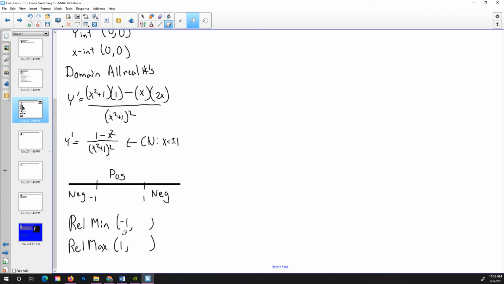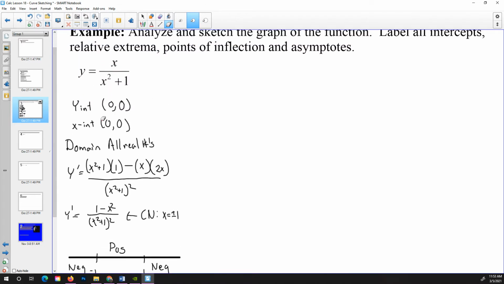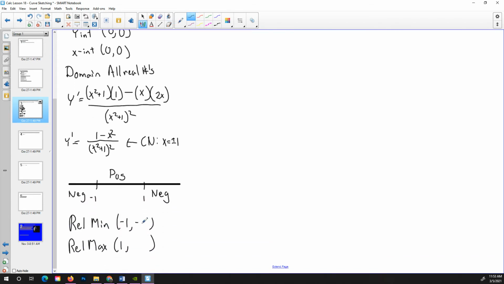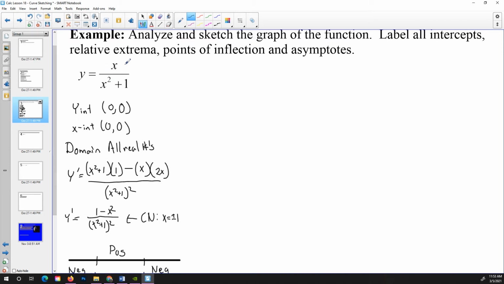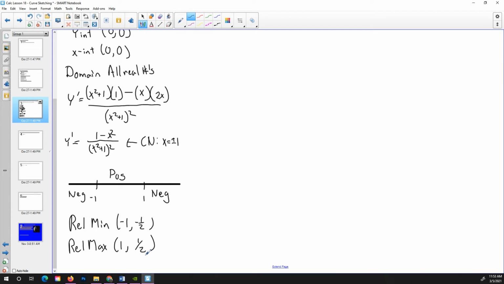So let's figure out the values of these points. When I plug -1 into the original function, I'll get -1 in the numerator. -1 squared is +1, so 1 plus 1 is 2. I'll have -1 over 2. That's going to be -1/2. And then when I plug in +1 here, +2 on the bottom, that's going to be +1/2. All right, so now I have my relative maximums. I have my relative minimums.